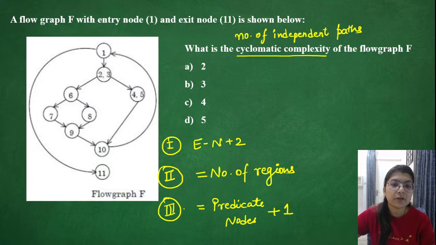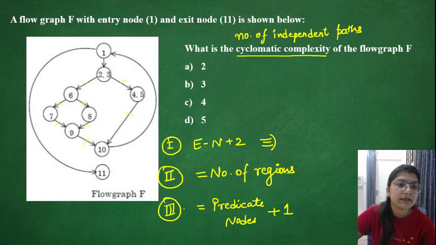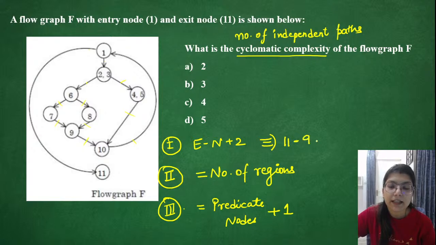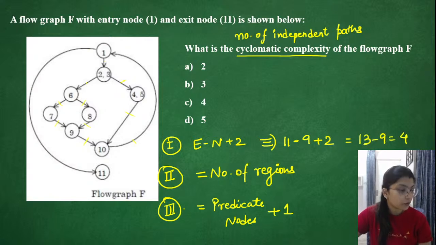Okay, so we'll try to find this. What is the value of E? How many edges are there? 1, 2, 3, 4, 5, 6, 7, 8, 9, 10, 11. 11 edges are there. So 11 minus 9 plus 2. 11 plus 2 will give you 13. 13 minus 9 will give you 4.